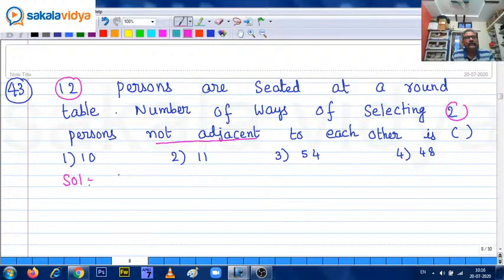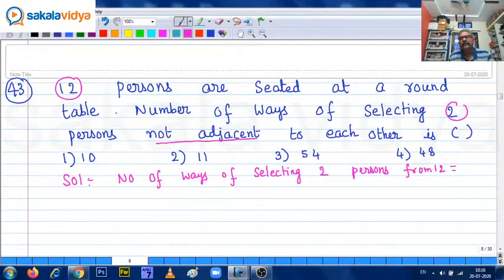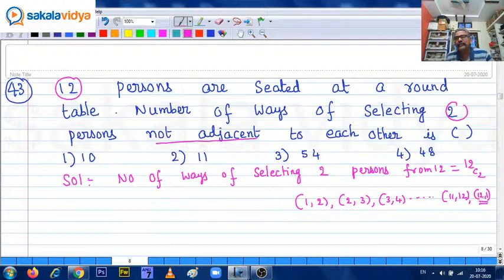Solution. Number of ways of selecting two persons from 12 is 12C2. Around the circle means first person, second person may come; second person, third person; fourth person, and so on, 11th person, 12th person. But in a circle, in addition to this, the 12th person and the first person also will come together, these two persons.